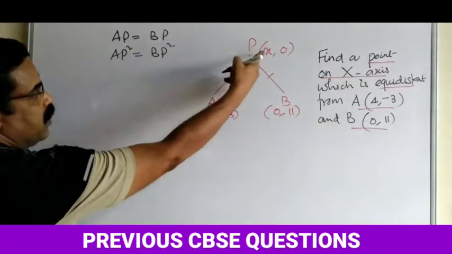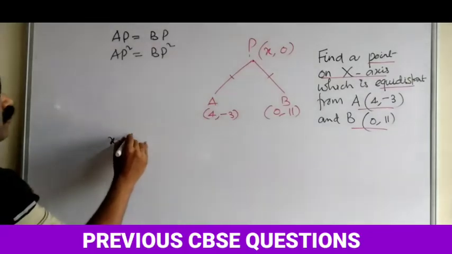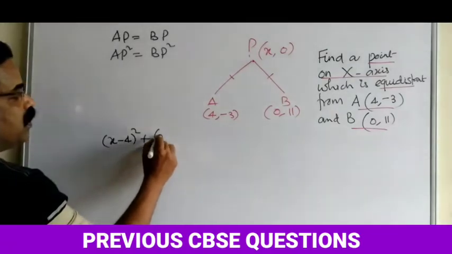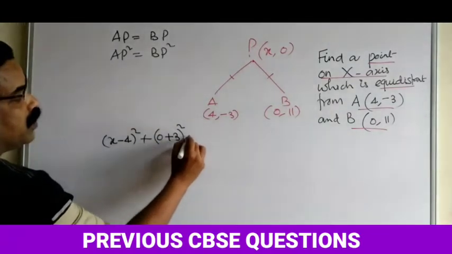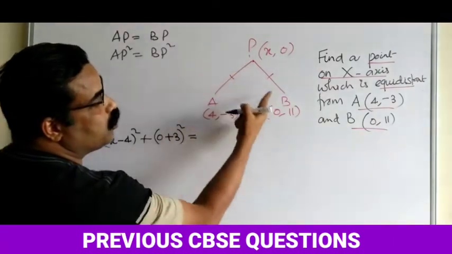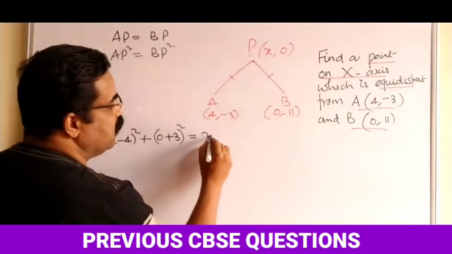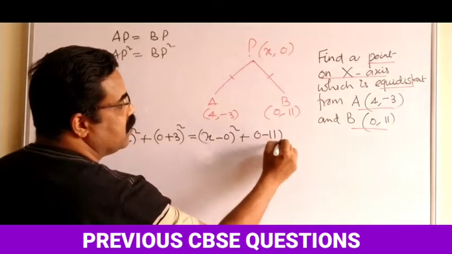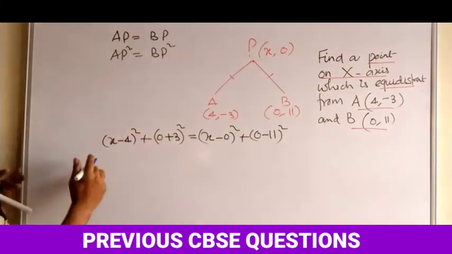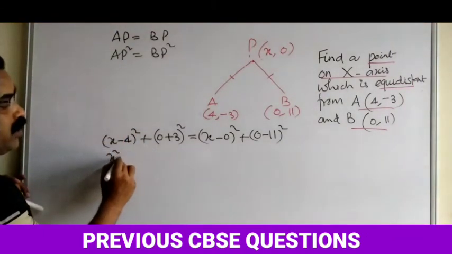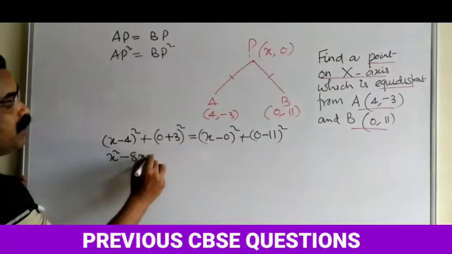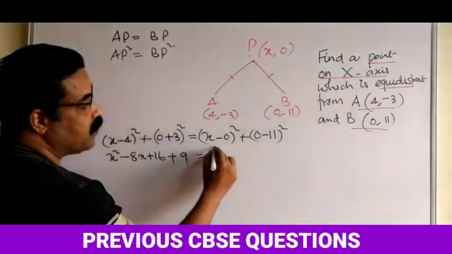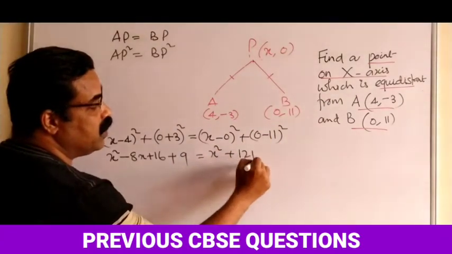These 2 points: (x2 - x1) all square, that is (x - 4) all square, plus (y2 - y1), (0 - (-3)), that is (0 + 3) all square, equal to these 2 points: (x2 - x1), (x - 0) all square, plus (0 - 11) all square. When I expand it, using (a - b) square = a square - 2ab + b square, I get x square - 8x + 16 plus 3 square, which is 9, equal to x square plus 11 square, which is 121.